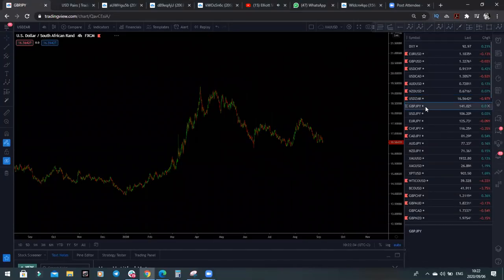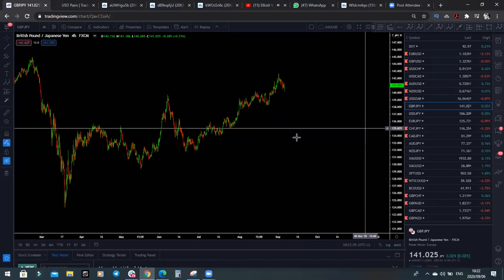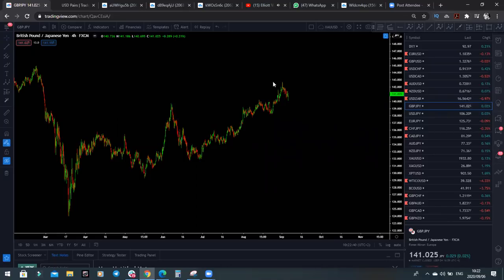Right, so let's look at the rest of the pairs here. Pound yen. Pound yen looks upside for the next coming session. This should be a continuation pattern to the upside.